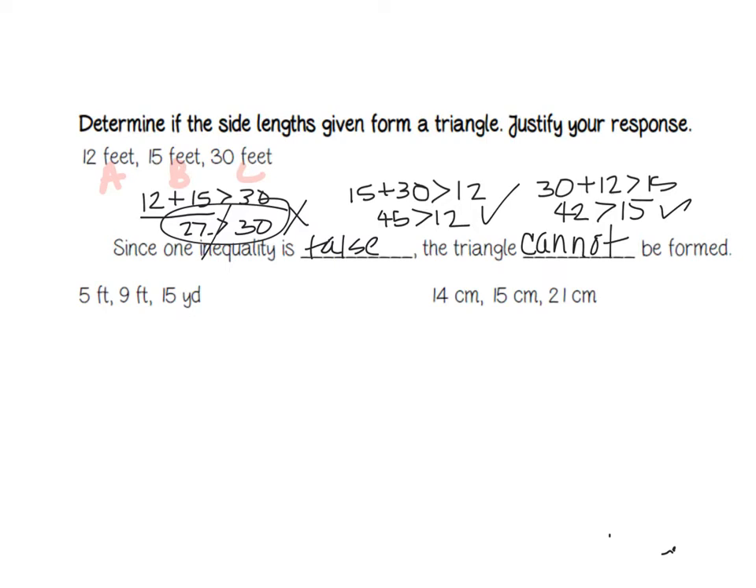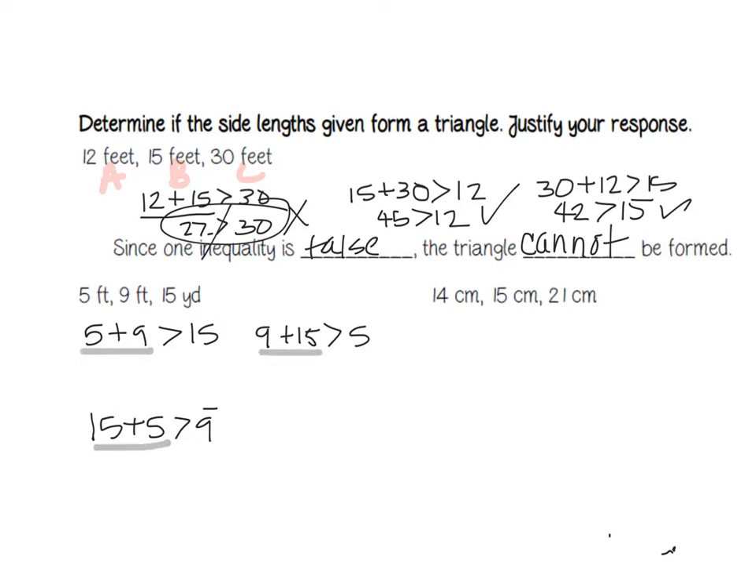So this is what we're talking about when we ask, can this make a triangle? There's certain things that have to happen. You have to have the sides be longer than the other one. So let's go through this one again. We have 5, 9, and 15. Let's get it set up. 5 plus 9 greater than 15. And then I just switch it. 9 plus 15 greater than 5. And then I would have 15 plus 5 greater than 9. I'm just always moving one number over. I do that first, and then I go and simplify these addition problems.